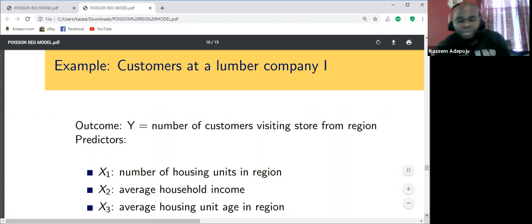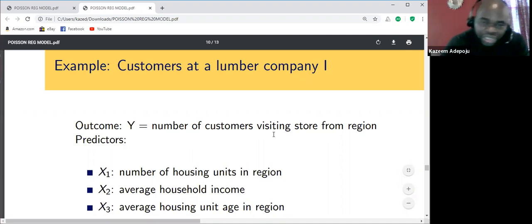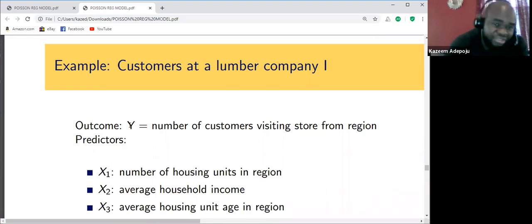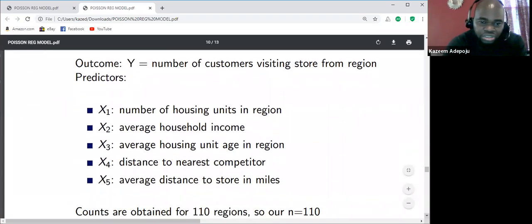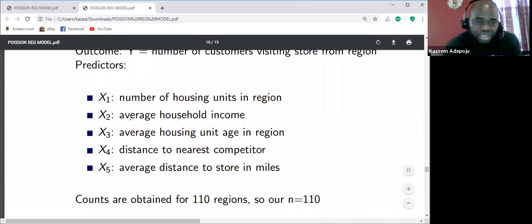So we want to have another example right now. Customers at a lumber company. The outcome is the number of customers visiting the store from a region. Like I said, this is an example of count data. But this time around, we have not 3 predictors, we have 5 predictors. X1 is the number of housing units in the region.